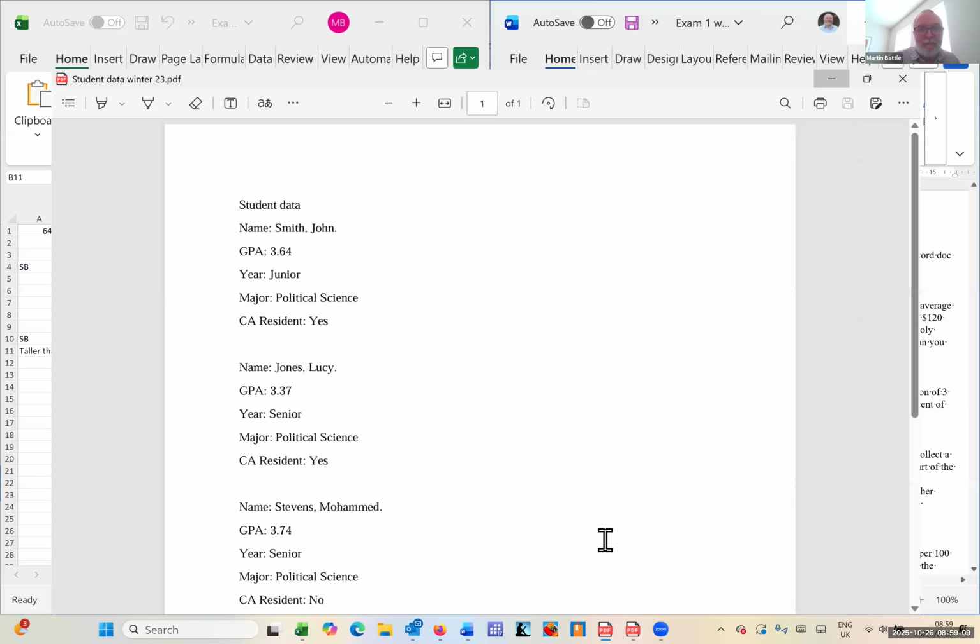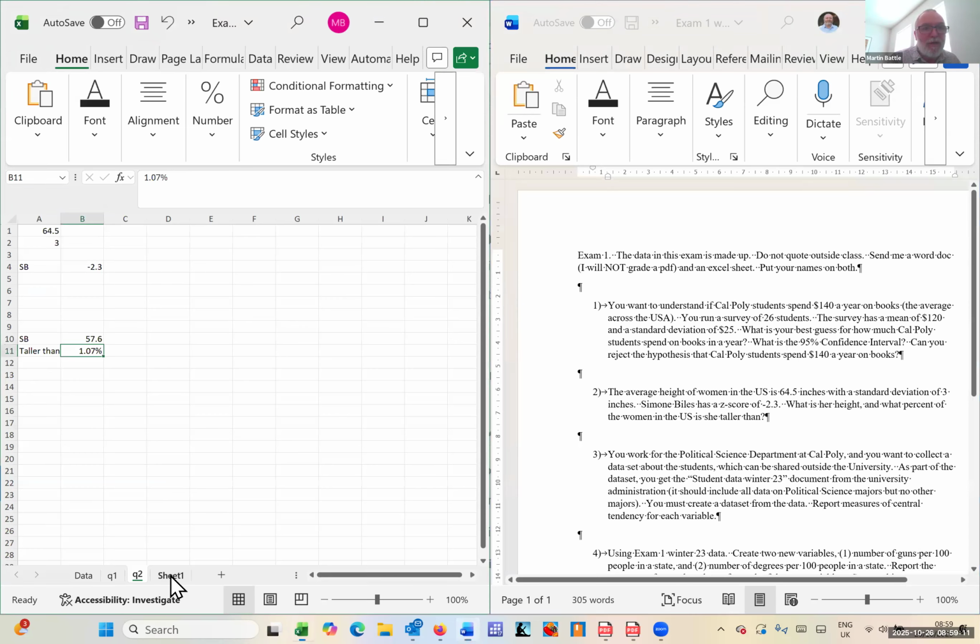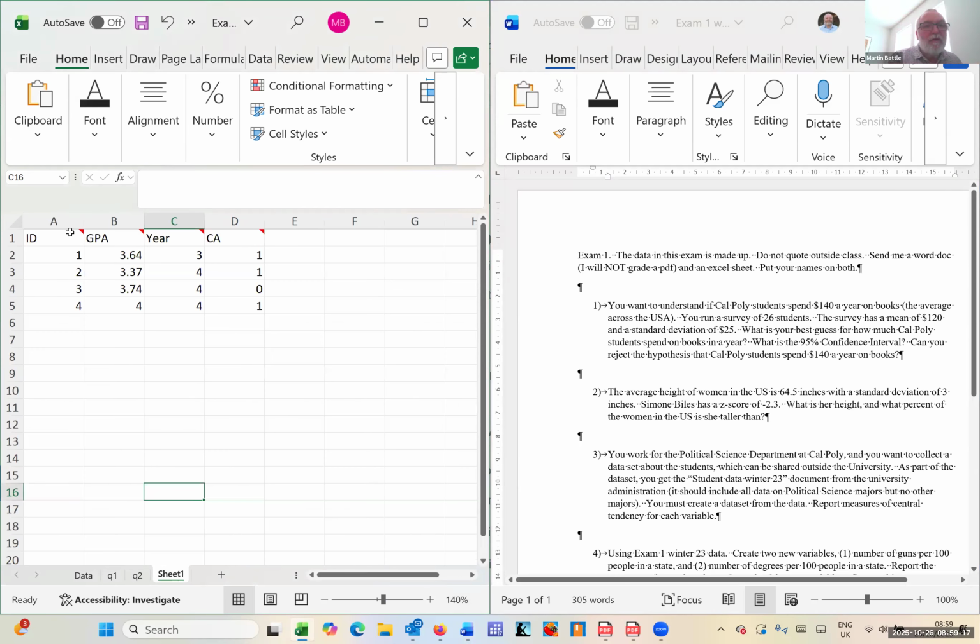I'm not actually going to type this data in because that's going to take me some time. But fortunately, I've done it before. I create a code book for each observation, and now I must summarize it. So I've got a unique identifier. I've not included political science, so I'm going to highlight all of this.